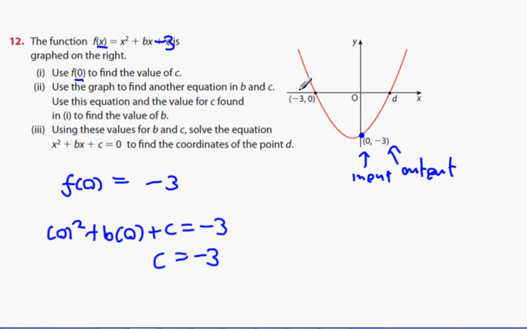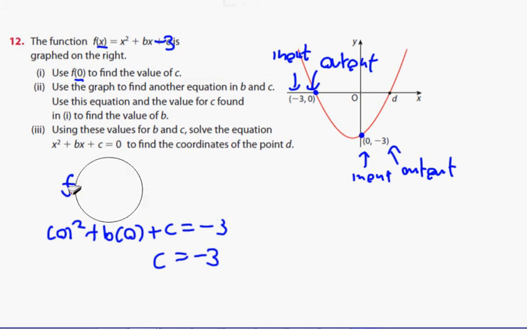Are there any other points that we know on this graph for sure? Yes. Minus 3, 0. Okay? When the input is minus 3, what's the output? 0. Okay? And when said with such enthusiasm, you can't go wrong.